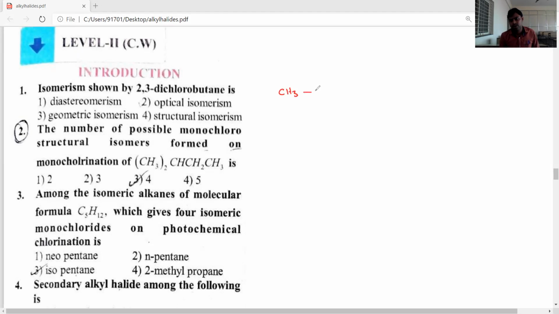CH3, bond C, bond Cl, here H, and here chlorine and hydrogen and CH3. It shows what type of isomerism, they asked. If you observe, they asked diastereomerism, optical isomerism, geometrical and structural.